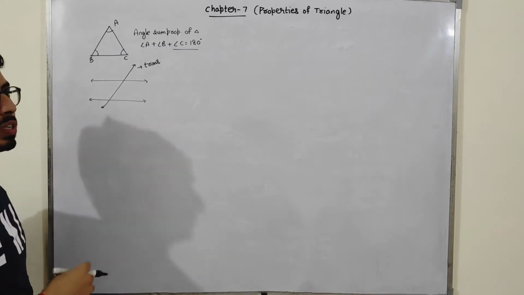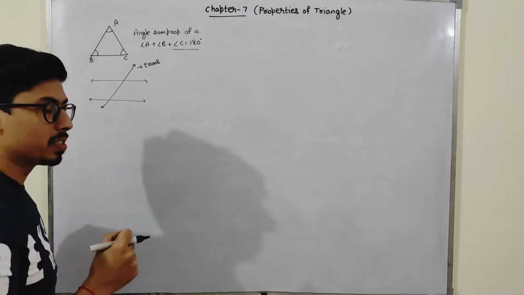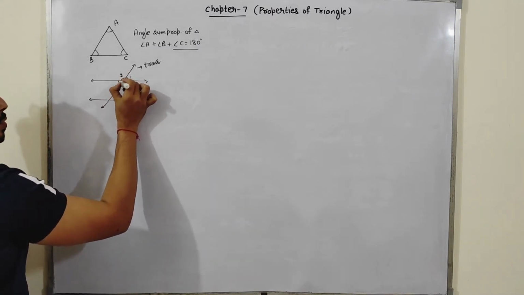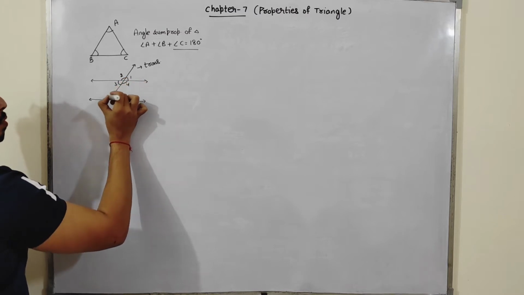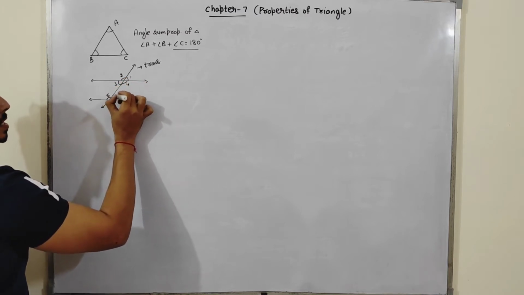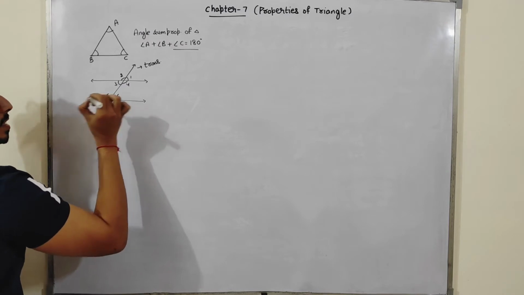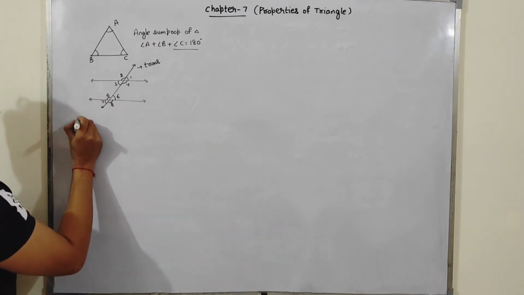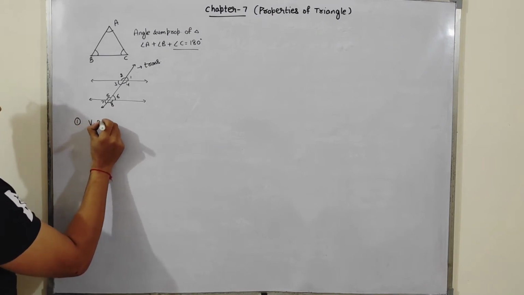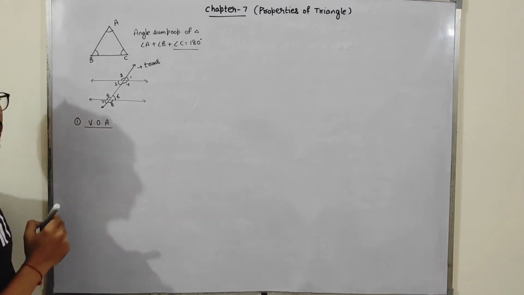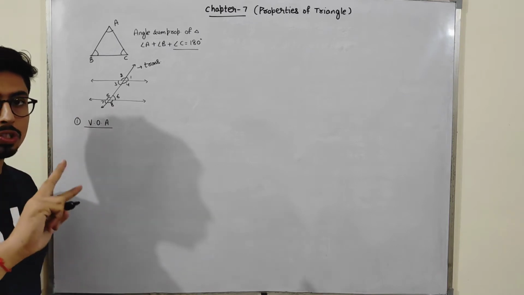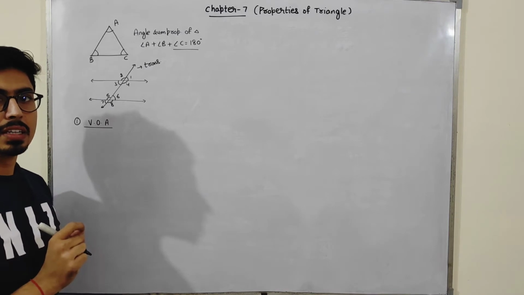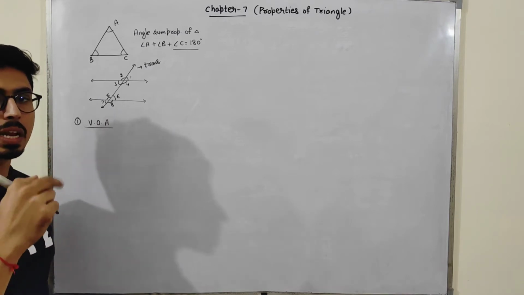Now, in this figure, students, we are going to discuss some of the pairs of angles. If I name them, angle 1, angle 2, angle 3, 4, this 5, 6, 7, 8. The first one is the vertically opposite angle. Vertically opposite means that the angles are opposite to each other, where two lines intersect.